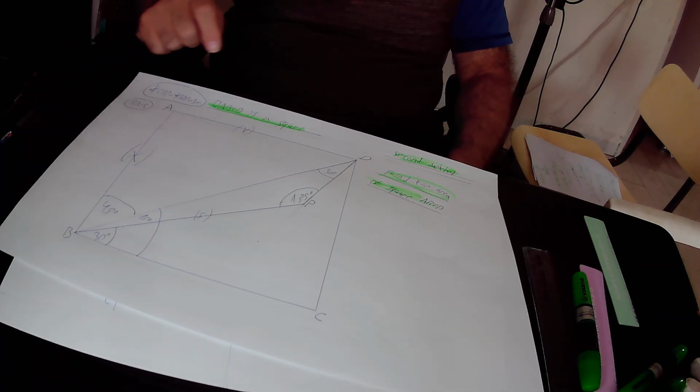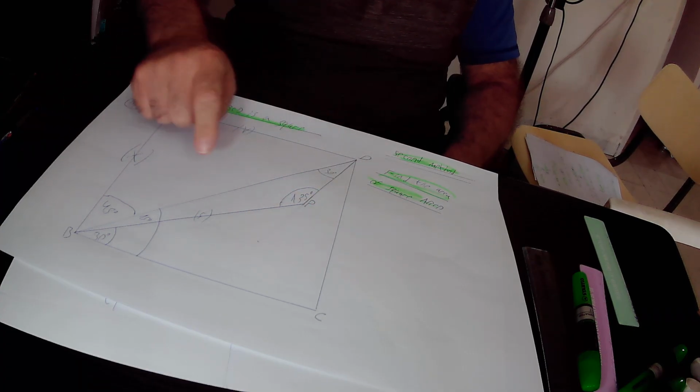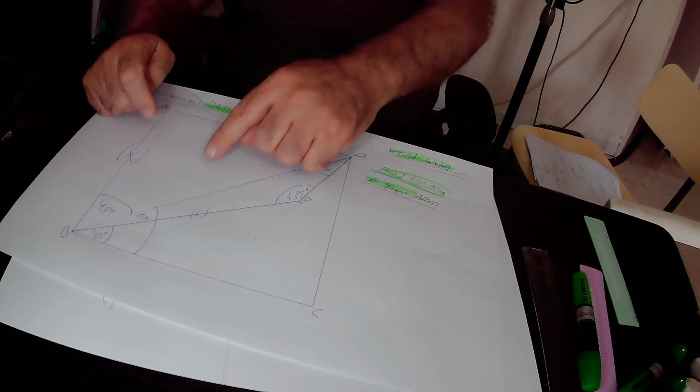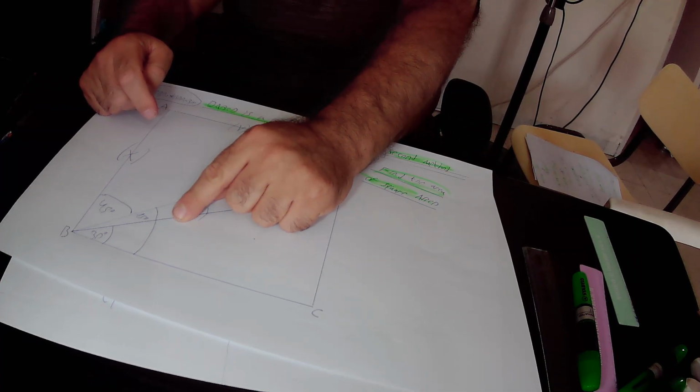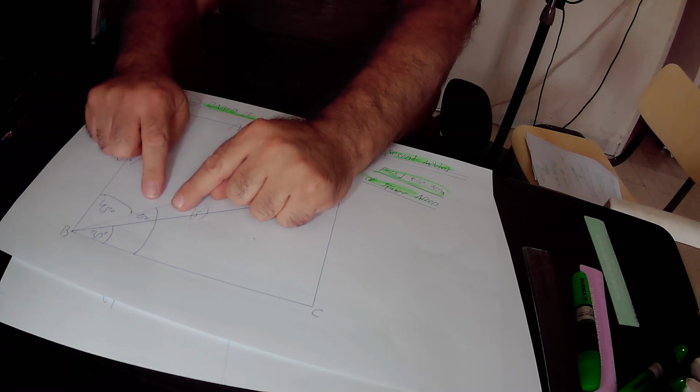Diagonal DB bisects the angles of the square. Diagonal DB bisects angle ABC. This is the first half of angle ABC, that is 45 degrees. This is the second half, it is also 45 degrees. But this angle equals 30 degrees, and therefore this piece of the angle must be equal to 15 degrees in size.